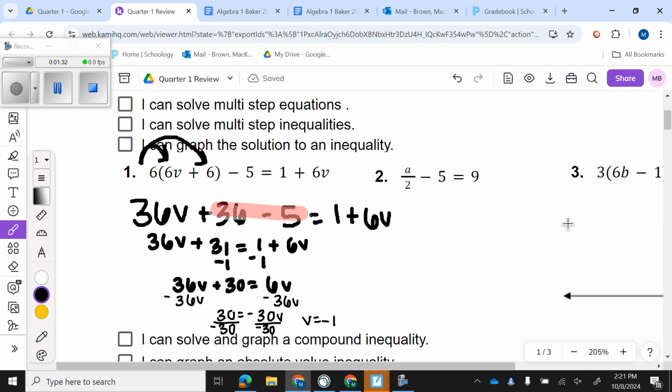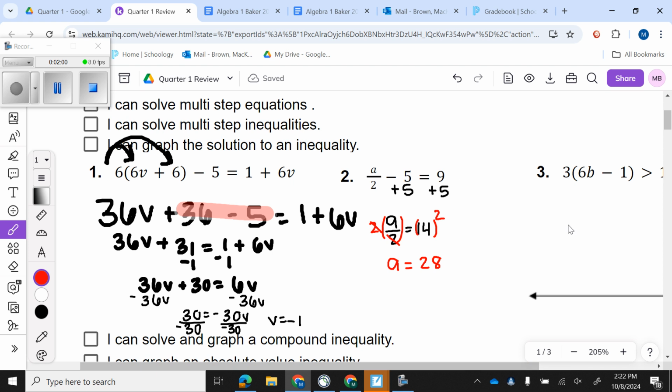Okay, on number 2, I've got to get this variable by itself. First thing I'm going to do is add 5 to the other side. I'm going to have a over 2 equals 14. Right here I've got a fraction. I don't like a fraction, so to undo division, I'm going to multiply both sides by 2. These 2's are going to cancel, and I'm going to have a equals 28.